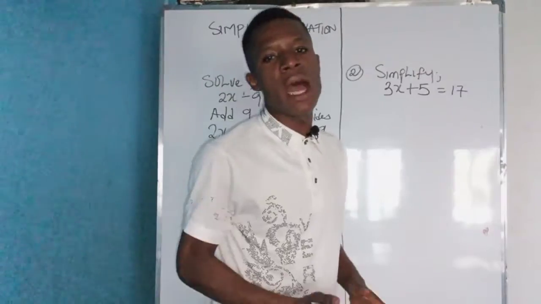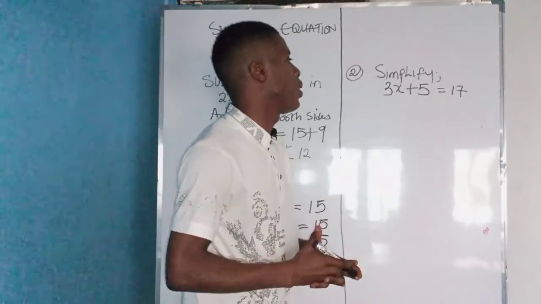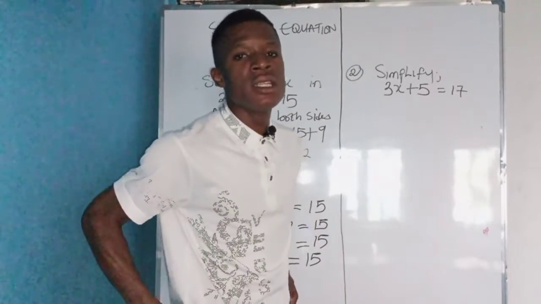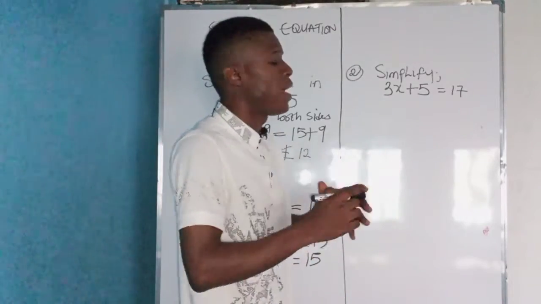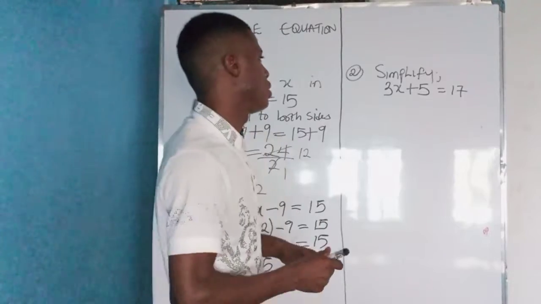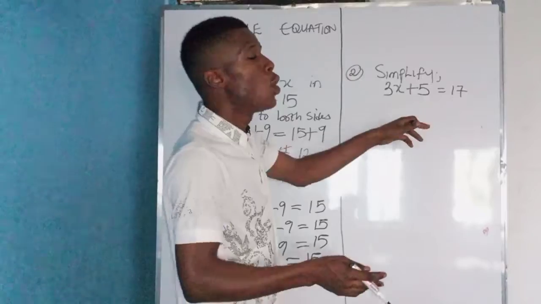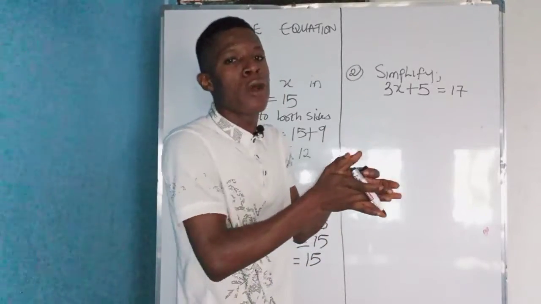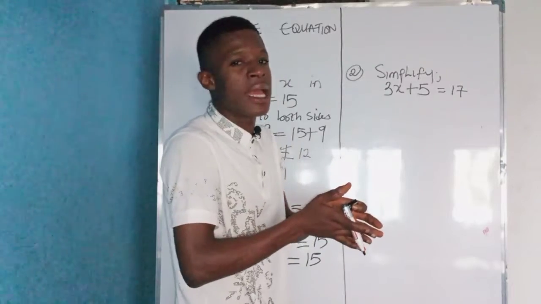Let's move down to the second equation. If you look up, I have 3x plus 5 is equal to 17. I'm required to find the value of x that will satisfy this simple equation, so let's solve. We have plus 5 here, so I have to subtract 5 from both sides so that I can collect the like terms.